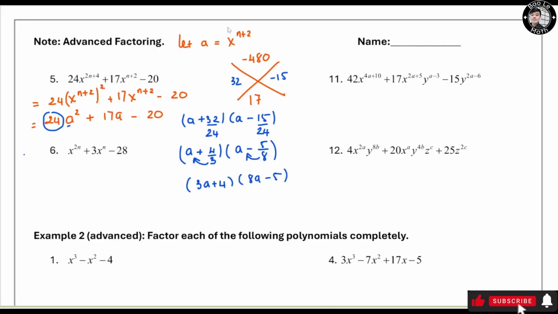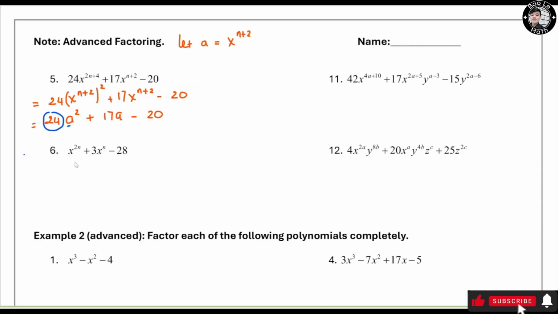Now don't forget to plug this one back. So we have 3s raised to the n plus 2 plus 4 times 8s raised to the n plus 2 minus 5. Now let's move on to number 6.